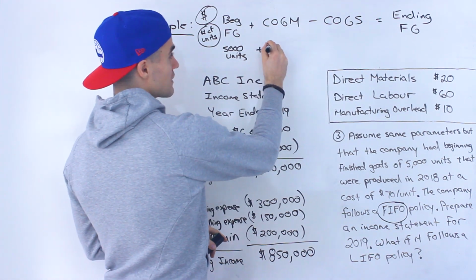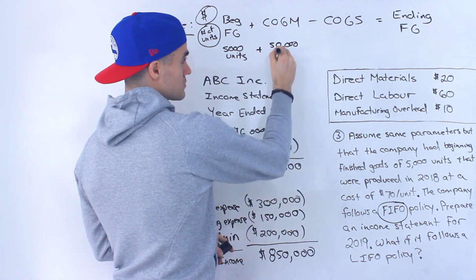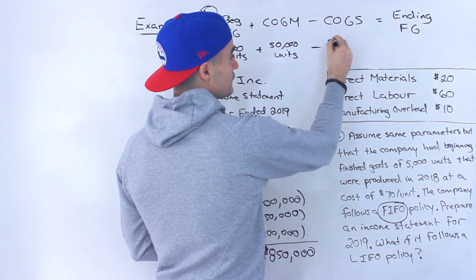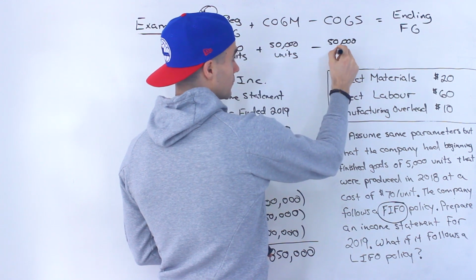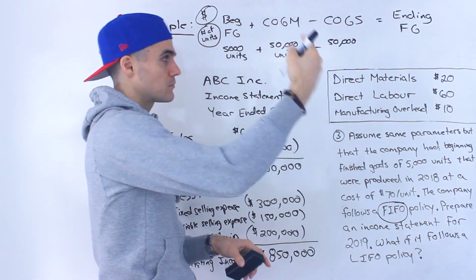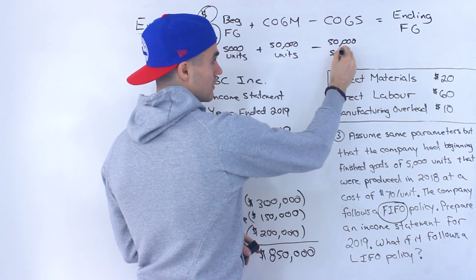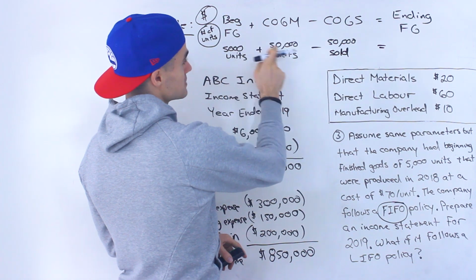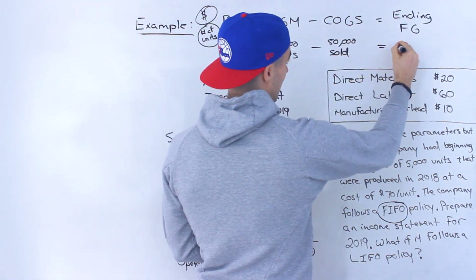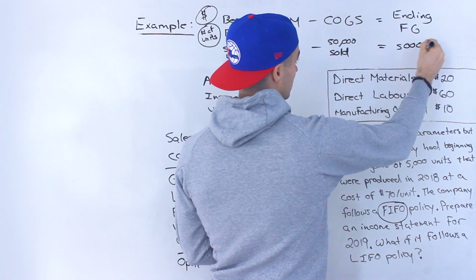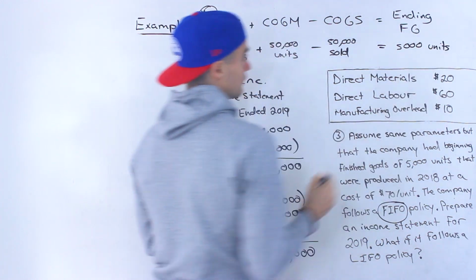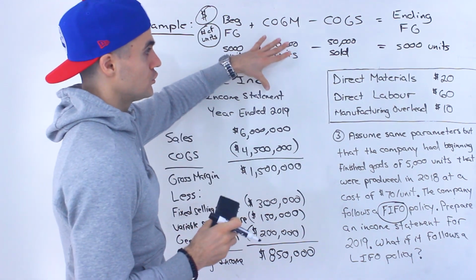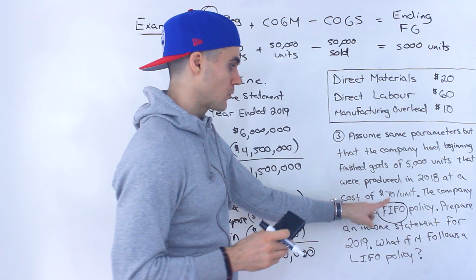Then we were told there was 50,000 units that were produced. Okay, and then we were told there was 50,000 units that were sold, right? The number of units produced and the number of units sold was the same thing. And then we had ending finished goods. So if we take 5,000 plus 50,000 minus 50,000, we would end up having 5,000 units in finished goods. However, the actual units changes depending on whether it's FIFO or LIFO.